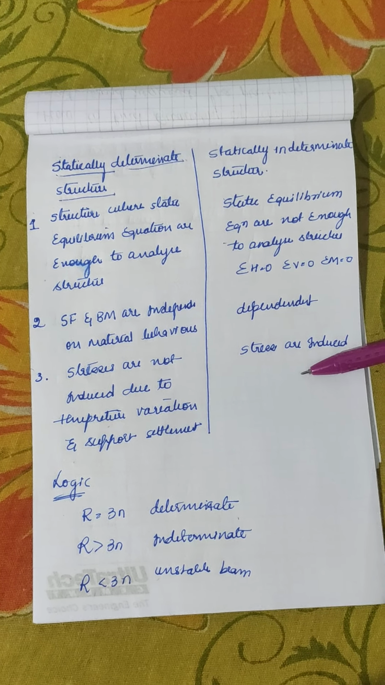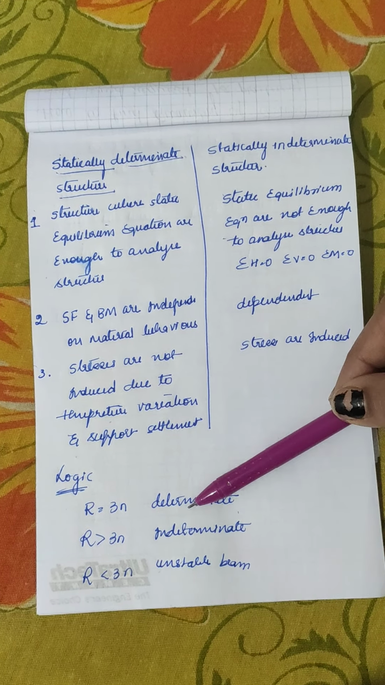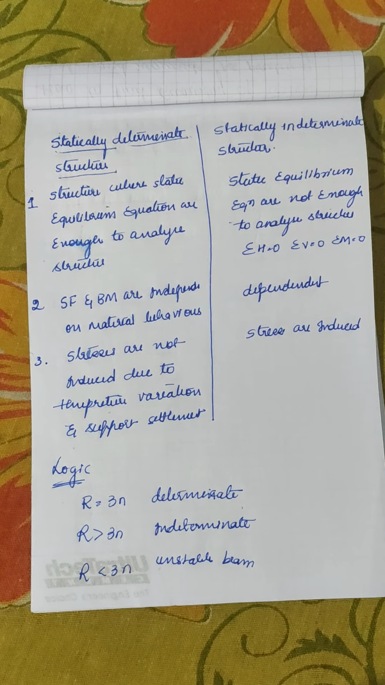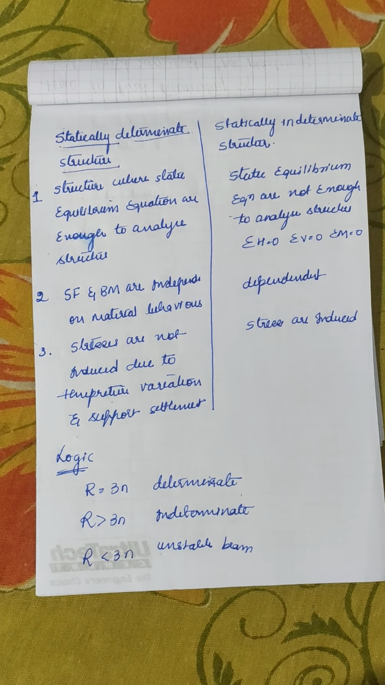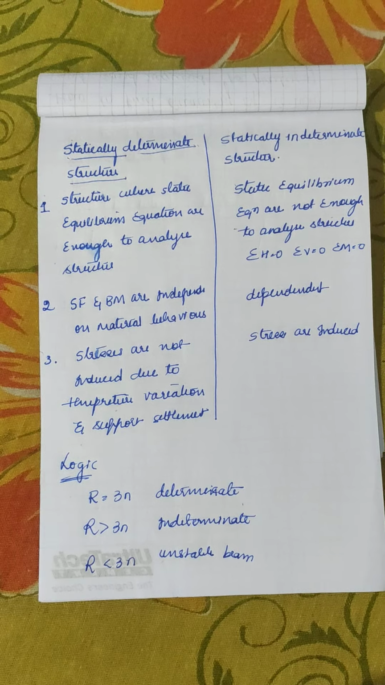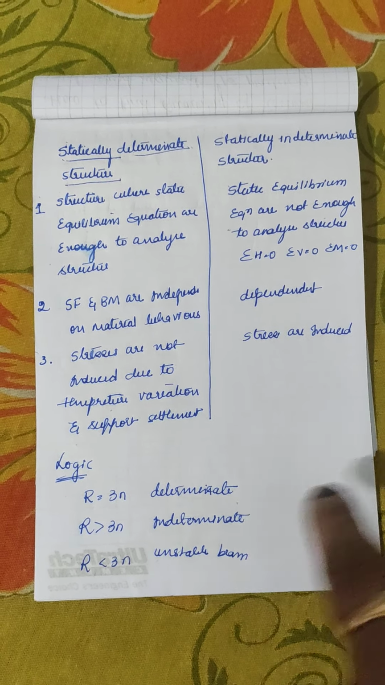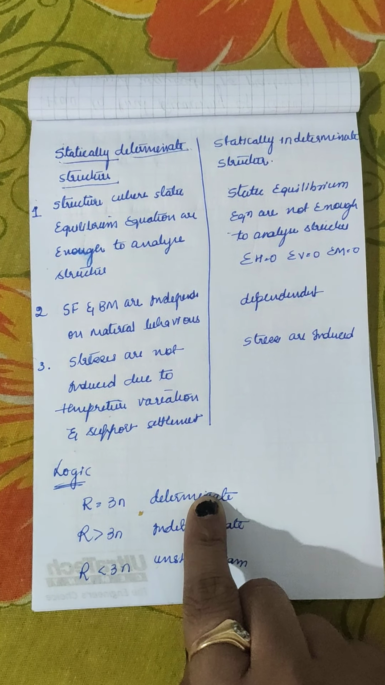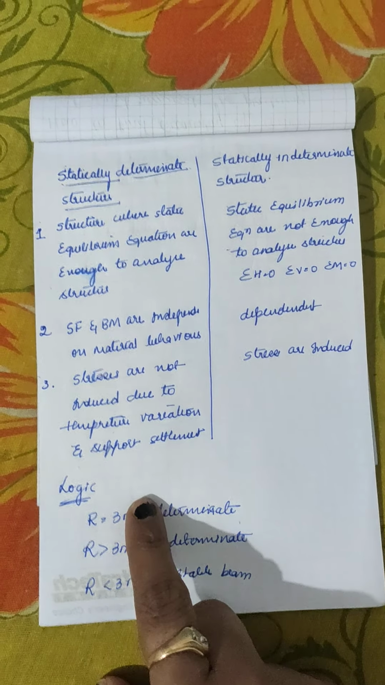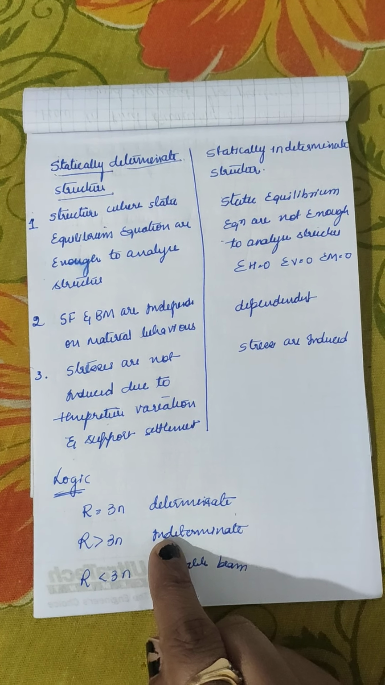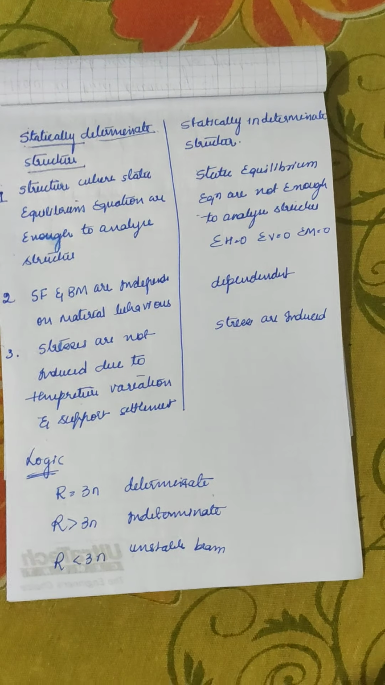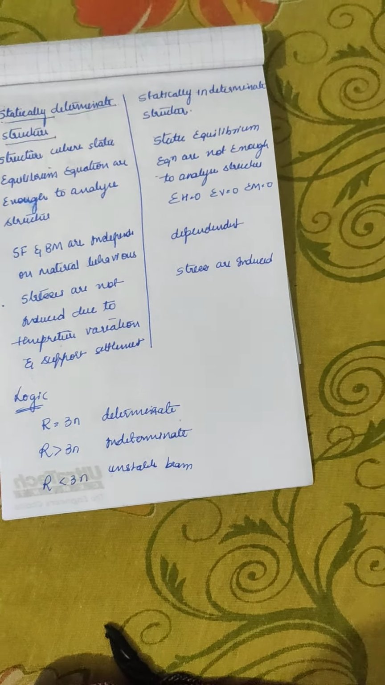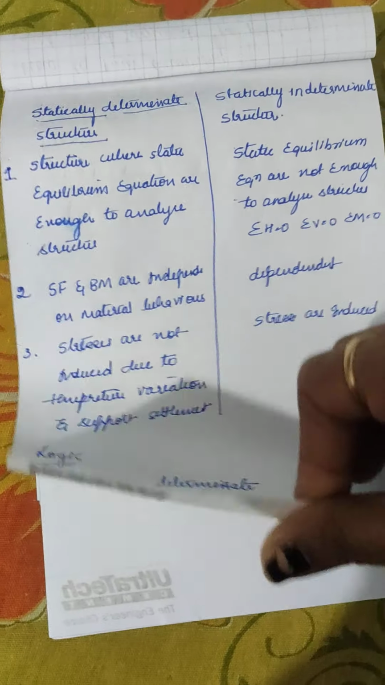And one more thing you need to remember. Whenever you go for an interview, they may give you an example of a beam where you need to find out whether it is a determinate or indeterminate structure. In case you get R equal to 3n, it is a determinate structure. If R is greater than 3n, then it is known as an indeterminate structure. If R is less than 3n, it is known as an unstable beam. I'll show you examples.